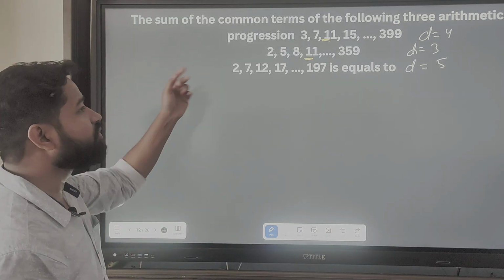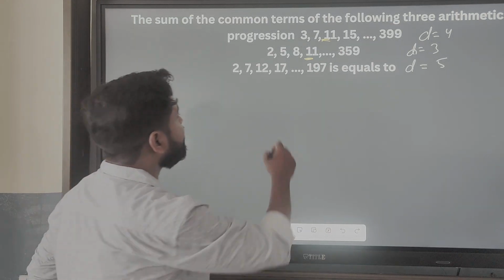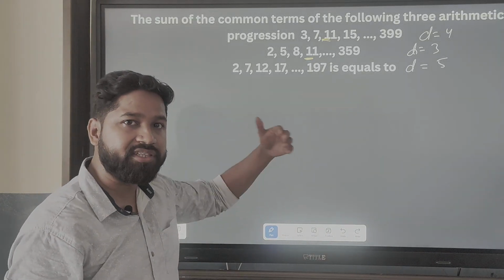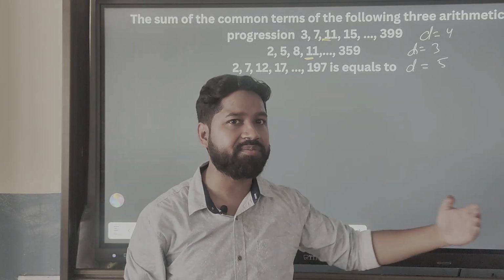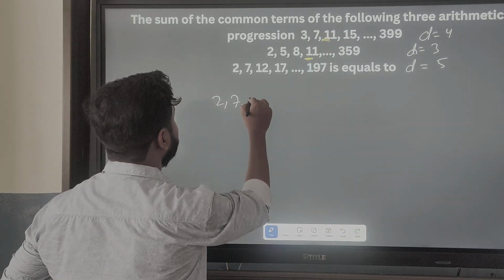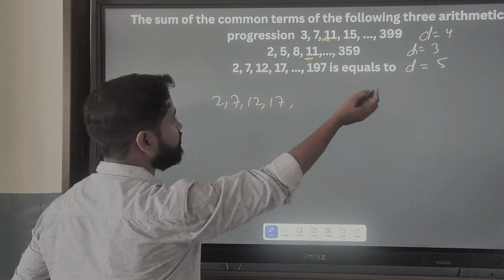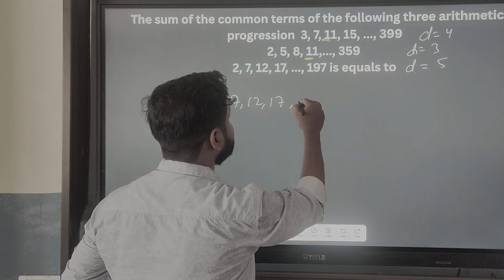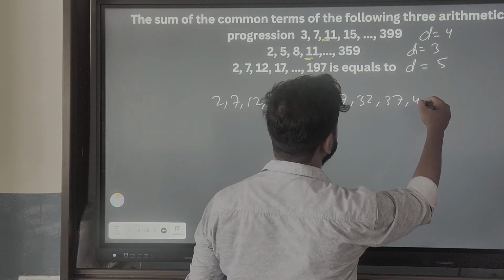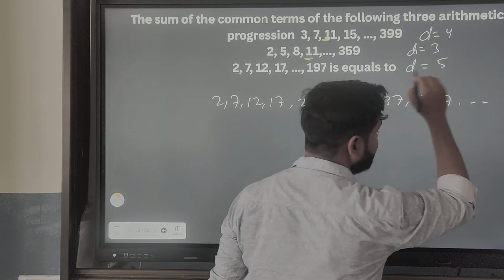Even some of the students can say, sir, this is the AP which is going fast, right? The difference here it is 5, the difference here it is 5, so it will be a little faster, right? So here you will say, sir, we can write 2, 7, 12, 17. What will be the next one, sir? 17 plus 5, 22, 27, 32, 37, 42, 47. You can do it in that manner, right?